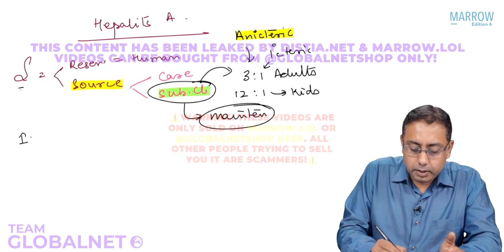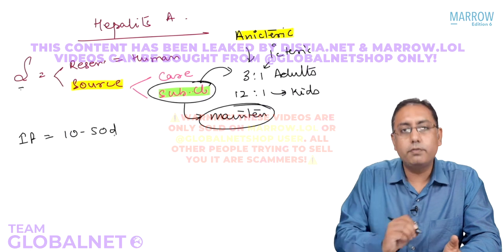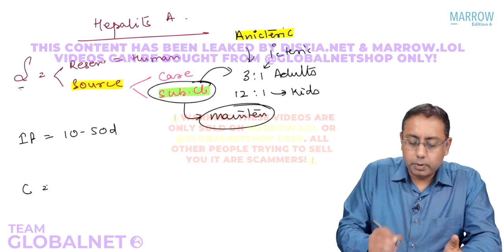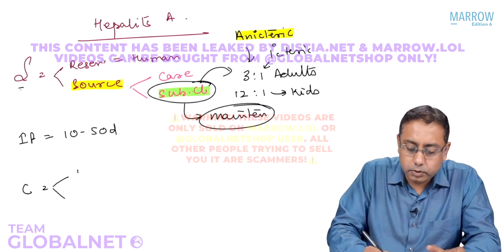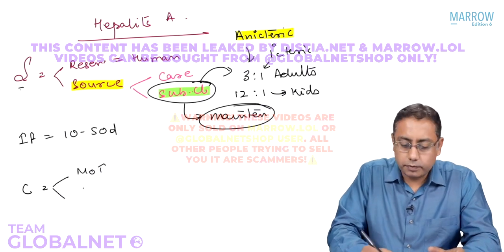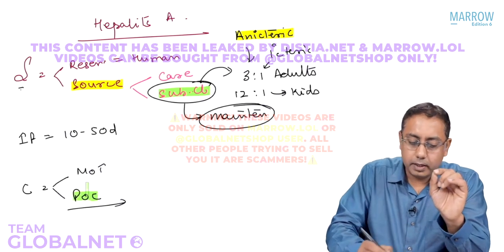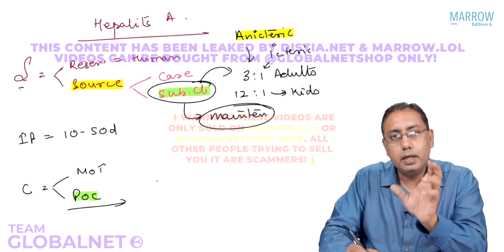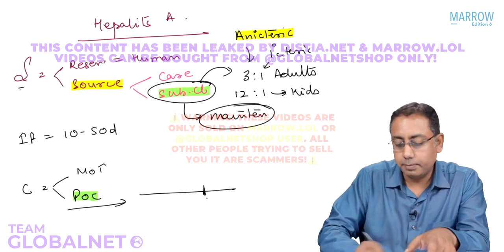Next is the incubation period. You need to remember for hepatitis A, it is 10 to 50 days of incubation period. If you talk about communicability, we can categorize it under 2 headings: the modes of transmission and the period of communicability. The period of communicability can be an MCQ in the exam, and it has an important feature.